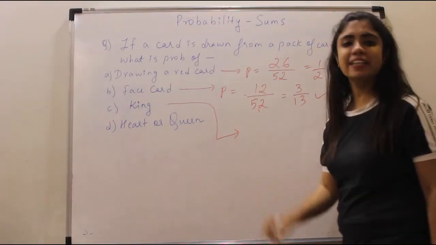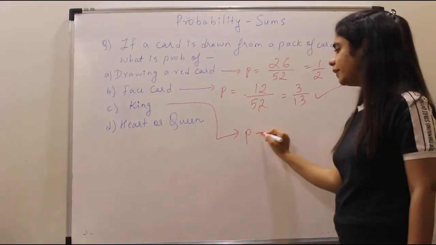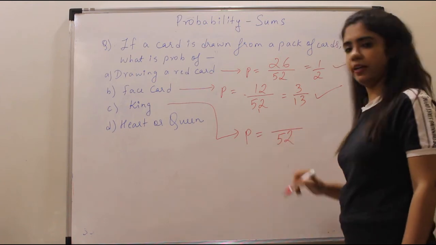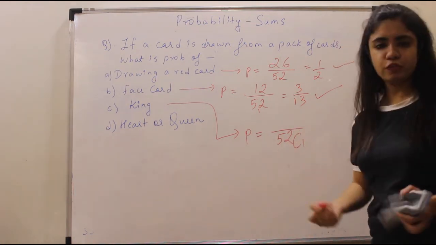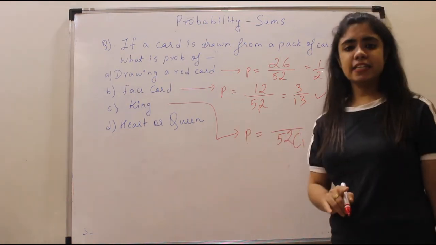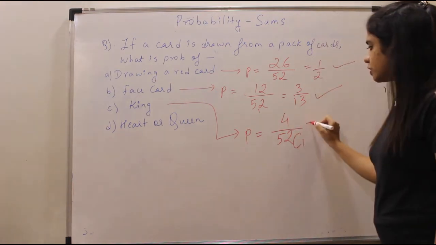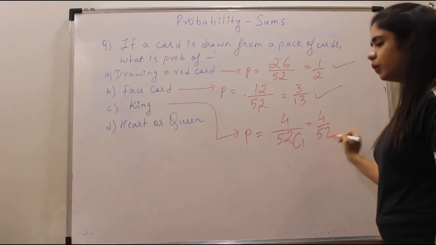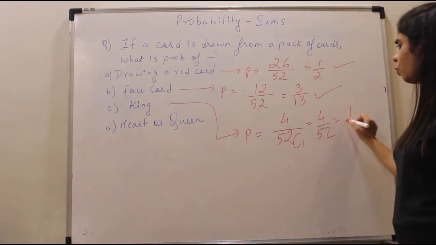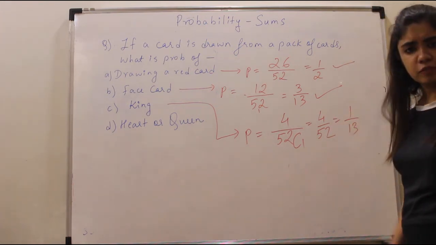Now let's look at the next one. You want it to be a king only. So my denominator will be 52 only, or 52C1, which is 52. How many kings are there? There are 4 kings total. So this will be 4. So this is 4 upon 52, which is nothing but 1 upon 13. So that becomes your answer.